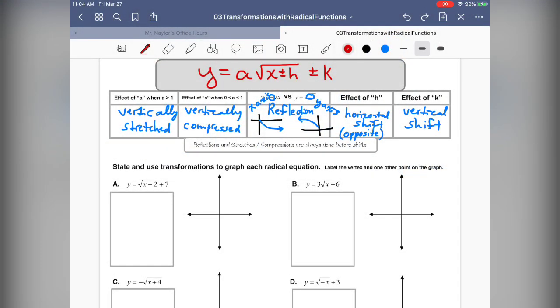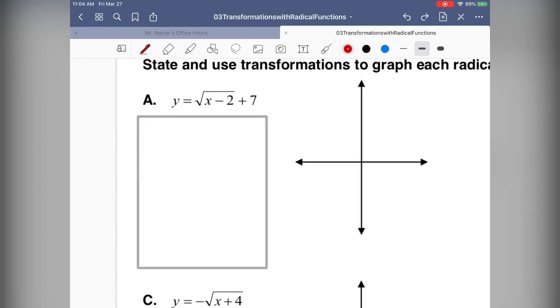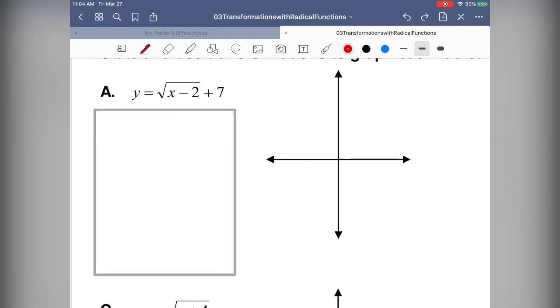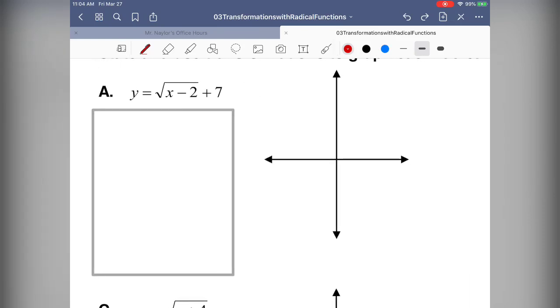All right, so let's take a look at how we can graph a radical equation using transformations. Again, you'll find this to be a pretty nice shortcut, but I still want to go through the steps the first time here. You want to look at each number, decide what it does.